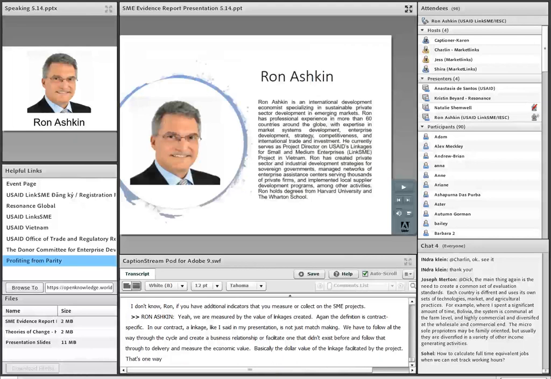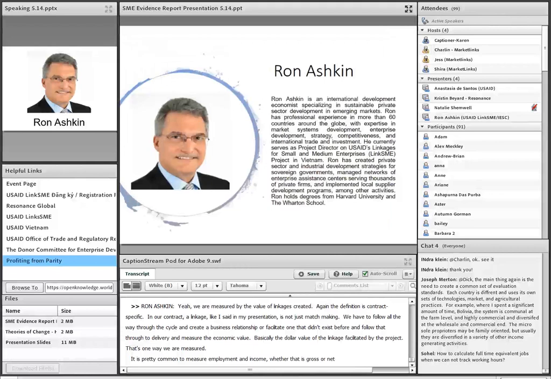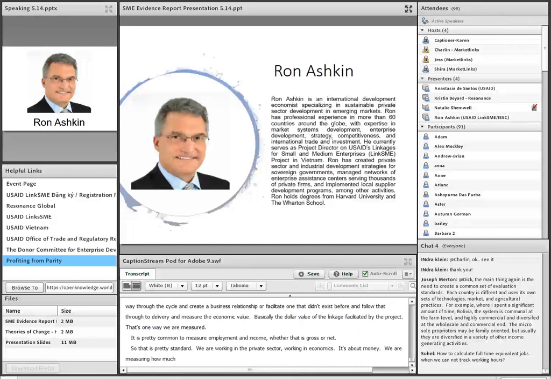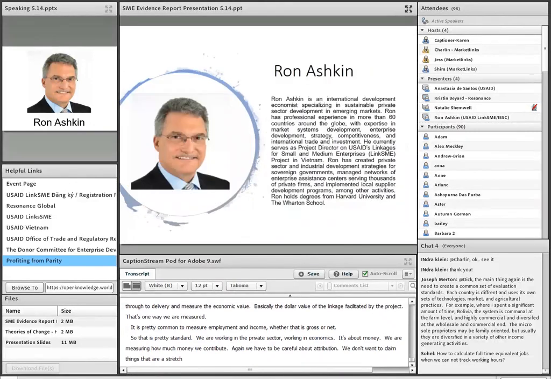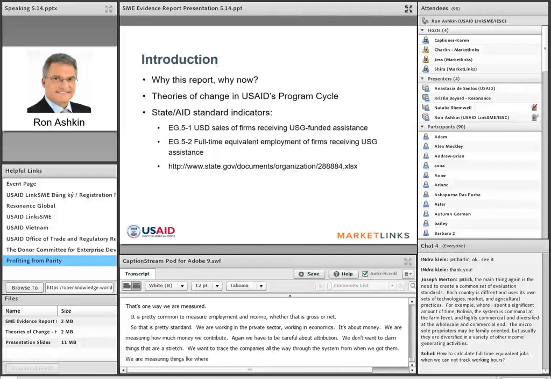But I think it's pretty common to measure employment and income, whether that's gross or net. So that's pretty standard. We're working in the private sector, working in economics. It's about money. So we're measuring how much money we actually contribute. And again, we have to be careful about additionality and attribution. We don't want to claim things that are a stretch. We actually want to trace the companies all the way through the system, from when we got them. So we're measuring things like where our beneficiaries come from.